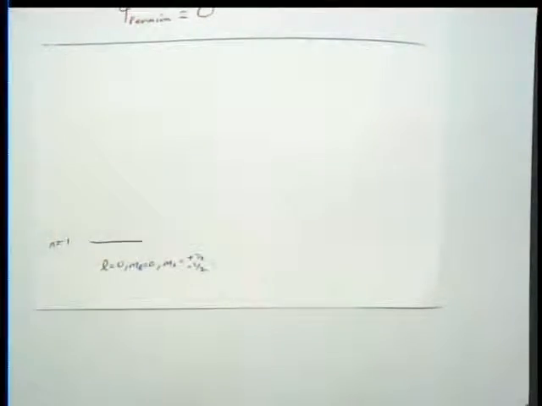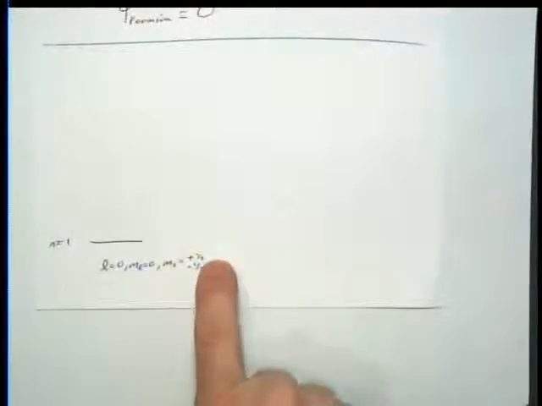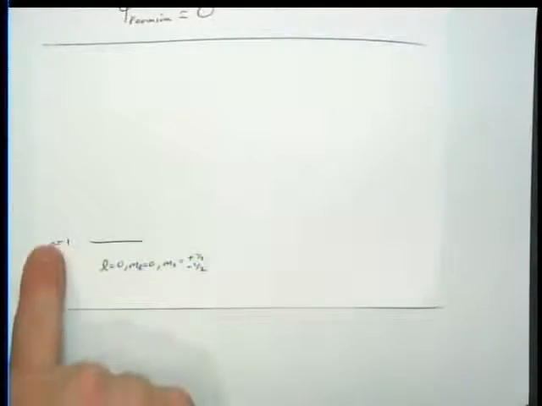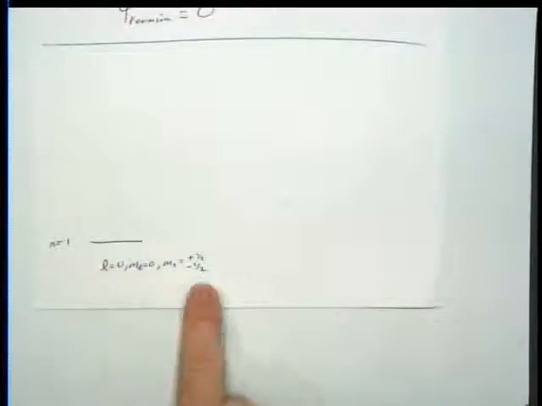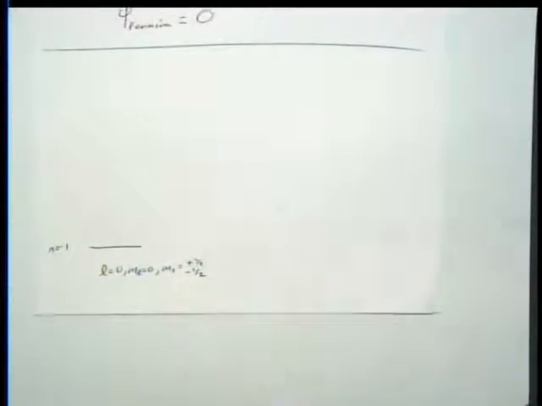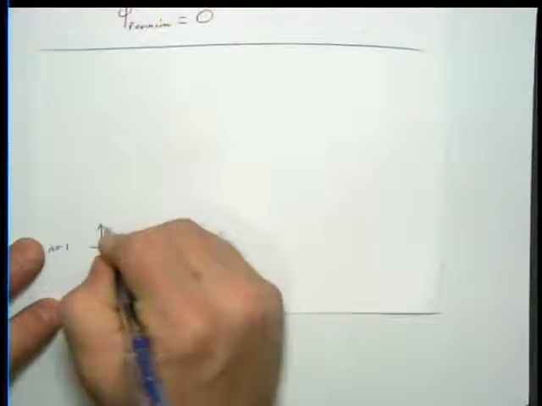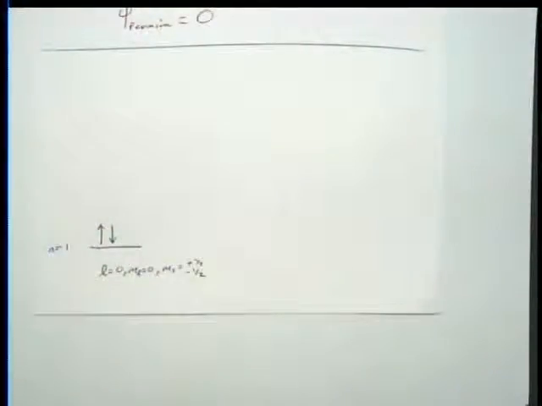So that means that there are 2 states. N=1, L=0, ML=0, and spin of +1/2, that's one state. N=1, L=0, ML=0, MS=-1/2, that's the second state. You can put 2 electrons in it. So one electron goes in, another electron goes in, and that's it.